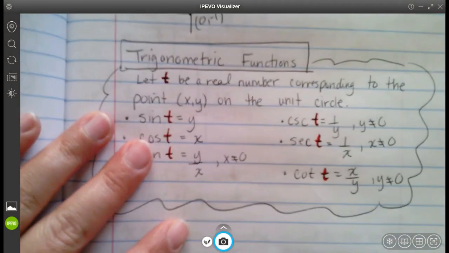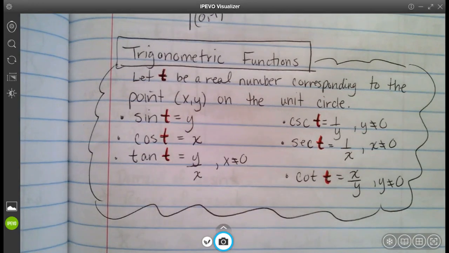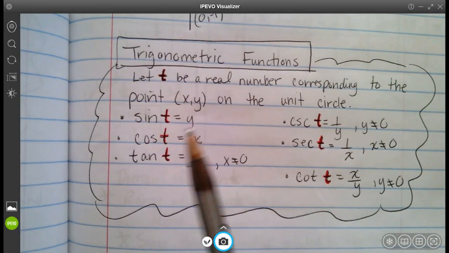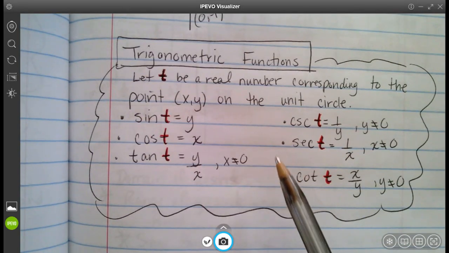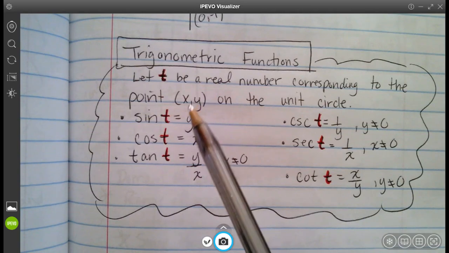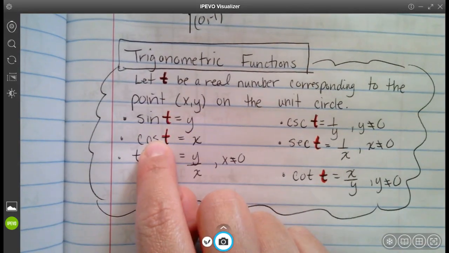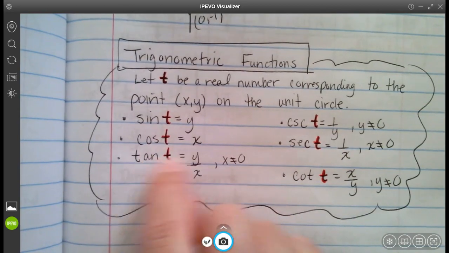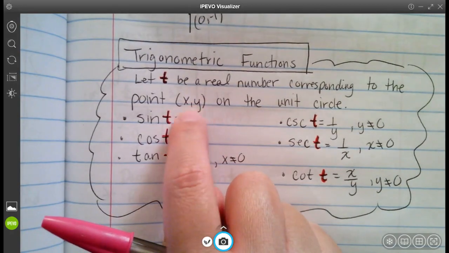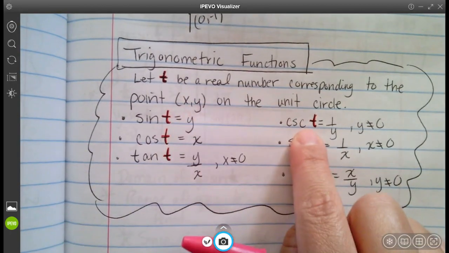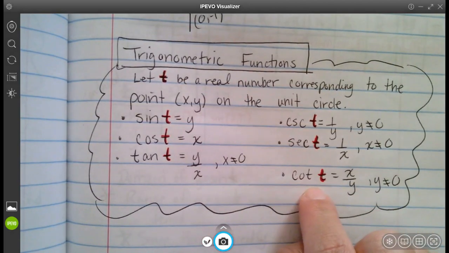We have trigonometric functions, where t is just some real number corresponding to that point (x, y) on the unit circle. It can be any number on that circle. If we have that point, then we have these 6 trigonometric functions, where sine of the number is equal to y, cosine is always going to be x, and tangent is y divided by x. Again, these x's and y's are just the ordered pair that we're looking at. These ones are kind of special. This stands for cosecant, this is secant, and this is cotangent.